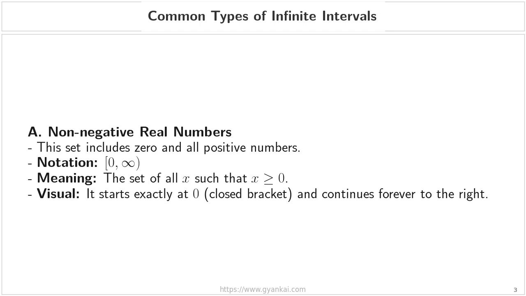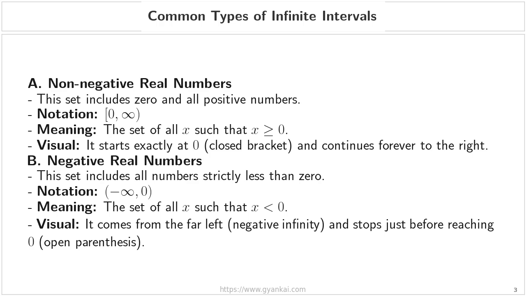First, let's look at non-negative real numbers. This set includes 0 and every positive number following it. In notation, we write this as a closed bracket 0, followed by an open parenthesis infinity. If we were to translate this into an inequality, we would say it represents the set of all x, such that x is greater than or equal to 0. Visually, if you were looking at a number line, you would see a solid dot at 0, because of that closed bracket we discussed earlier, and then an arrow pointing forever to the right.